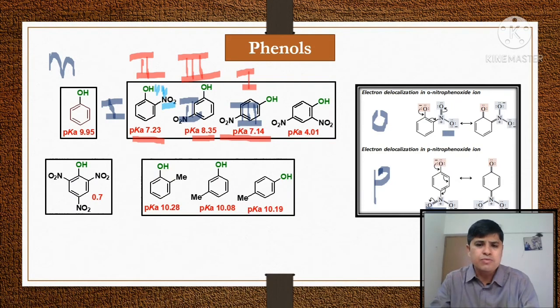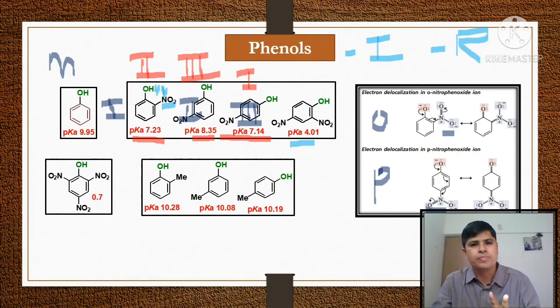Now next we have the case of 2,4-dinitrophenol. 2,4-dinitrophenol has a pKa of 4.01. That means the nitro group at the ortho position, and also the one at the para position, give too much acidity to this phenol. Why? Because here there are two electron withdrawing nitro groups, and these two electron withdrawing nitro groups have a minus I effect and a minus R effect also. Hence it is more acidic than the rest of the other phenols.